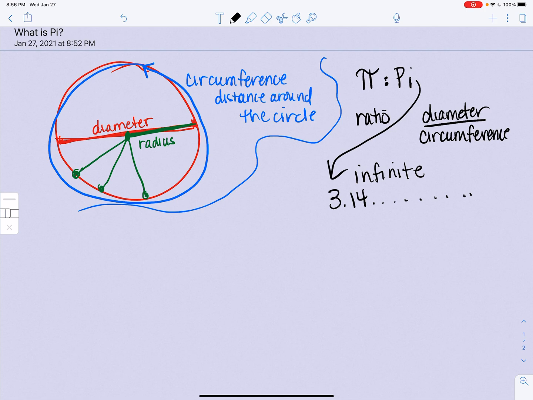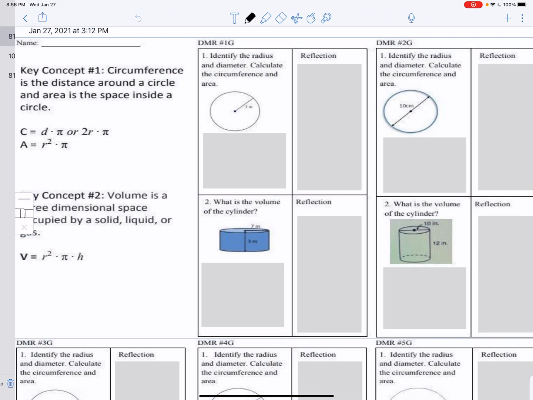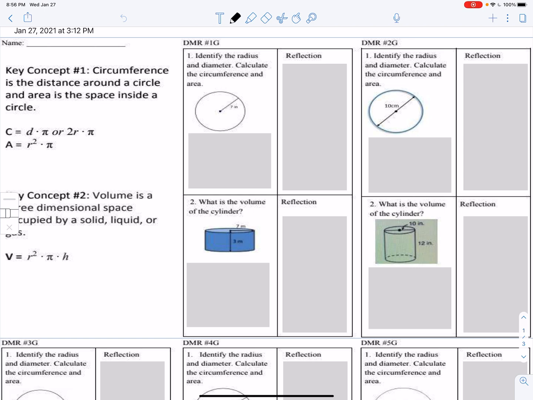So, why is this important? Because when you are doing this week's DMR, you have to know what pi is. You need to know what d is, the diameter. And you need to know that r is the radius.